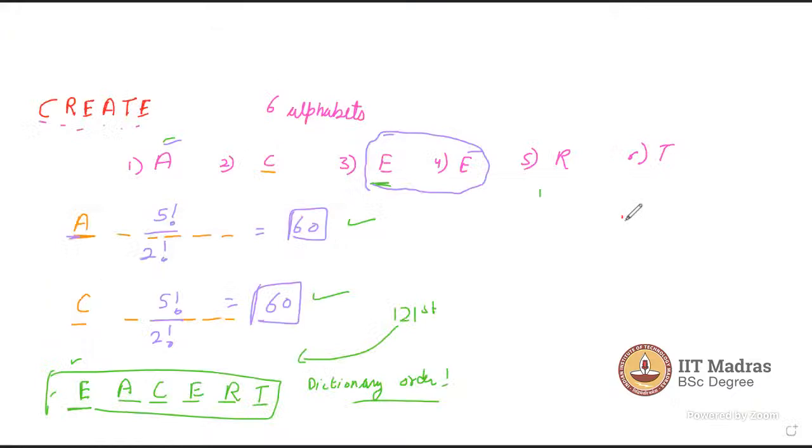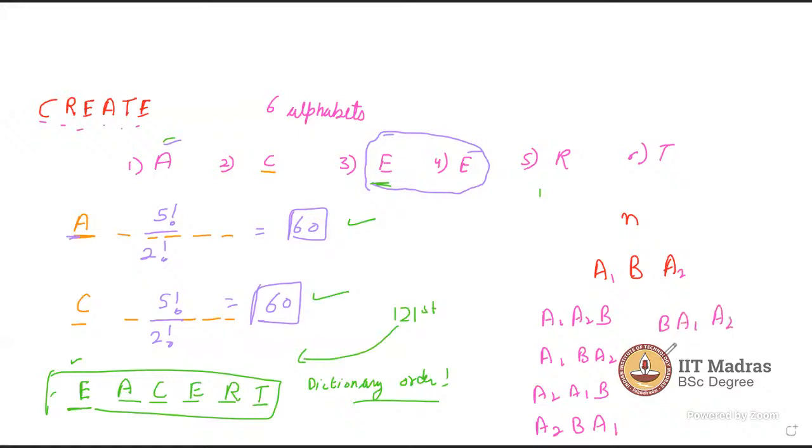Yeah, I think if out of n, let's suppose you have 3 alphabets: A, B, and again A. Let's take them as different, A1 and A2. The arrangements you can make are A1, A2, B; A1, B, A2; and then A2, A1, B; A2, B, A1; and then the last 2 would be B, A1, A2; and B, A2, A1. So 6 different ways.